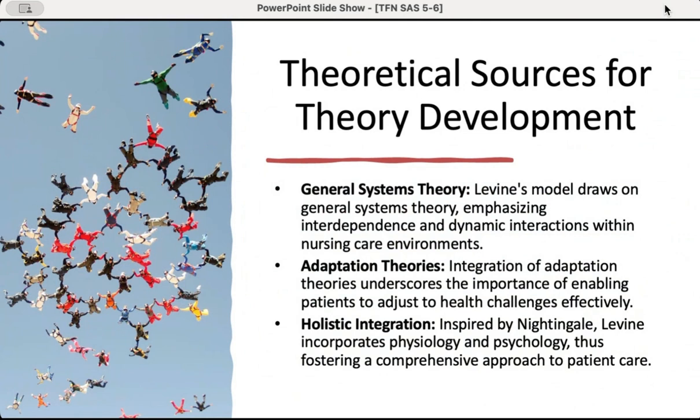So, how was this theory developed? We have theoretical sources, particularly the general systems theory. Levine's model draws on general systems theory, emphasizing interdependence and dynamic interaction with the nursing care environment. If you're going to care for your patient, the environment is very important.